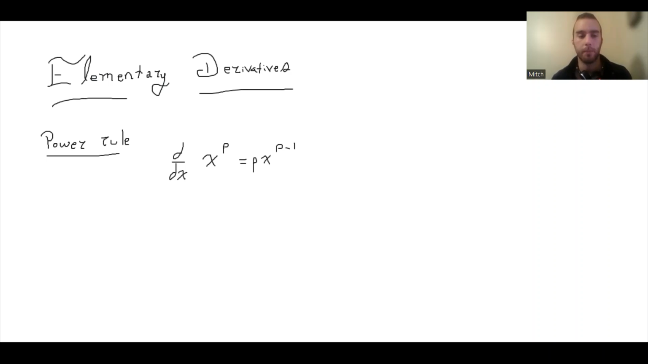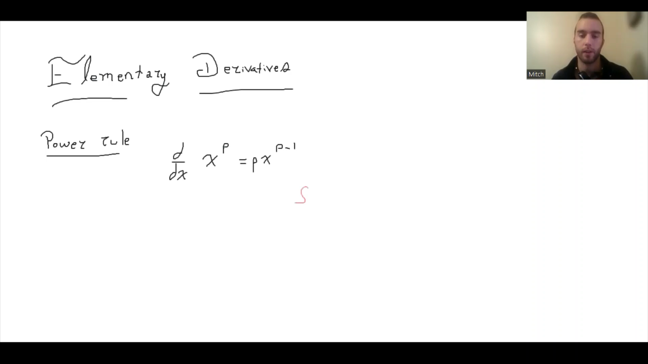The basic idea here is that we're just going to look at whatever power is going on and we're knocking it down as a constant in the front, and that power goes down by 1. This is going to work with any power, not just the integers. So we'll look at some examples here.